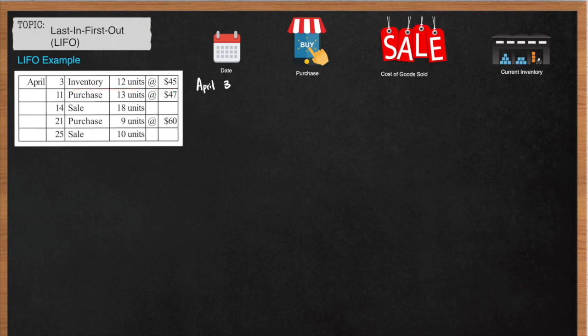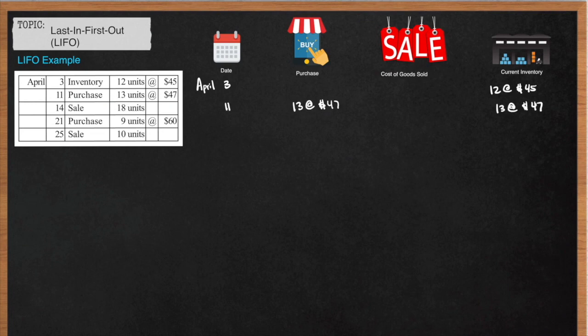All right, let's start with April 3rd. On April 3rd, we didn't have a purchase or a sale, but we did have existing inventory, and that existing inventory was 12 units at $45 each. On April 11th, we had a purchase. So we purchased more inventory from our supplier. This time we purchased 13 units at $47.